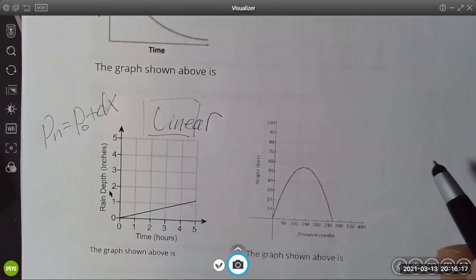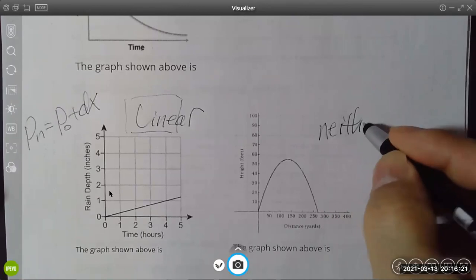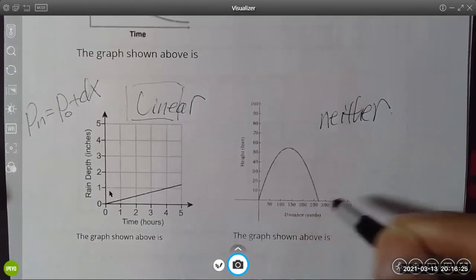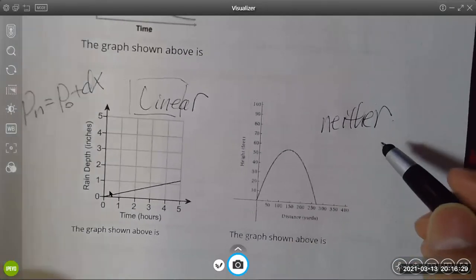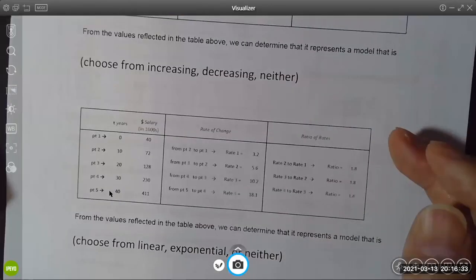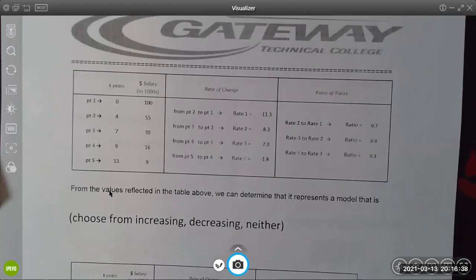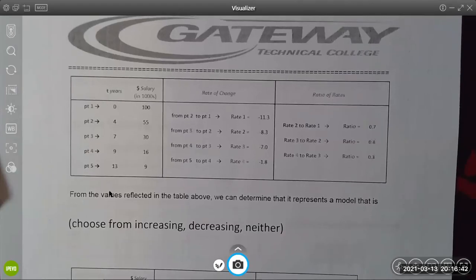Now the one to the right is neither, not linear, not exponential. Apparently, this is not a line. Secondly, it's a curve. It is smooth, but it's not in one direction. So it's not exponential either. Now, here's the thing. Maybe this is one of the most difficult ones in this model type assignment of your homework.